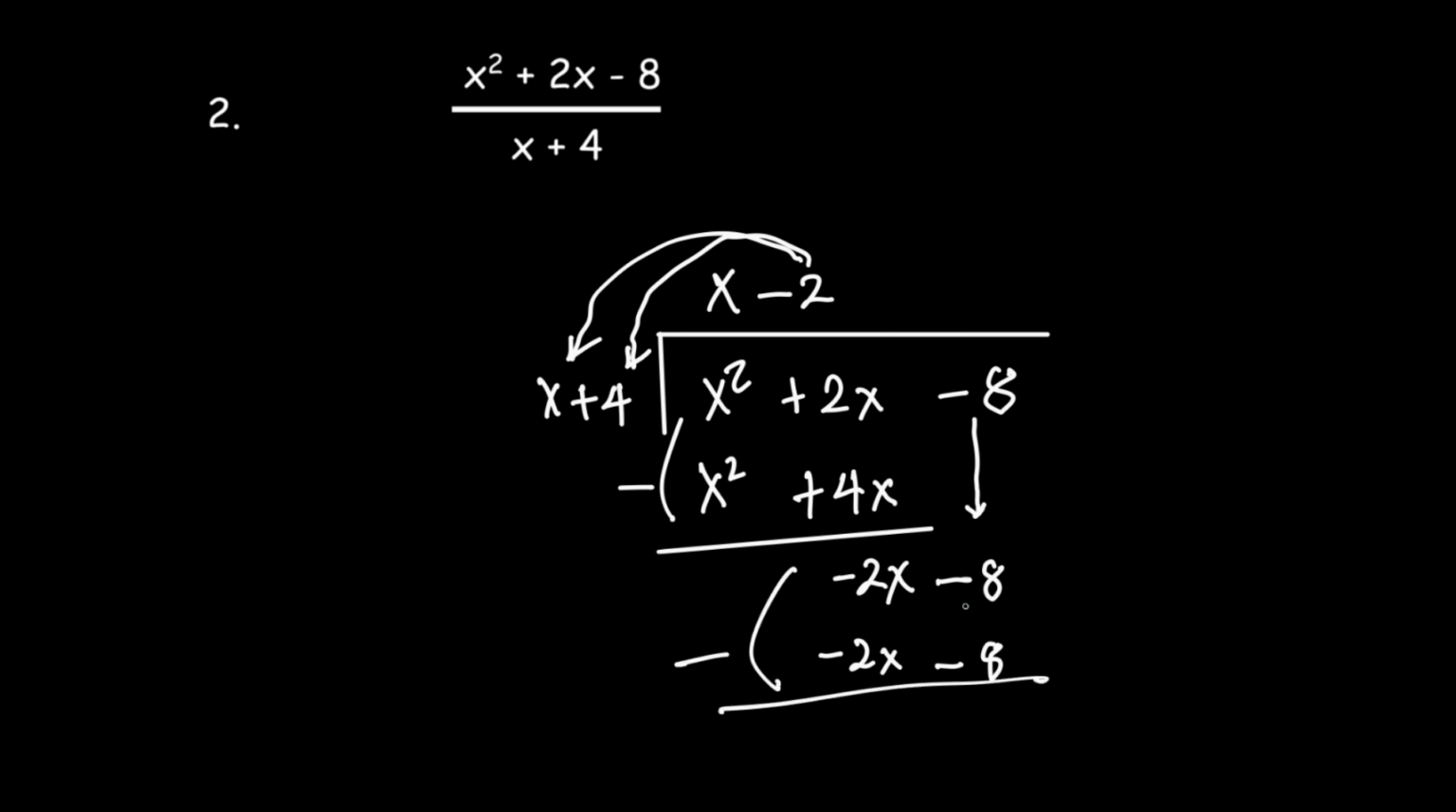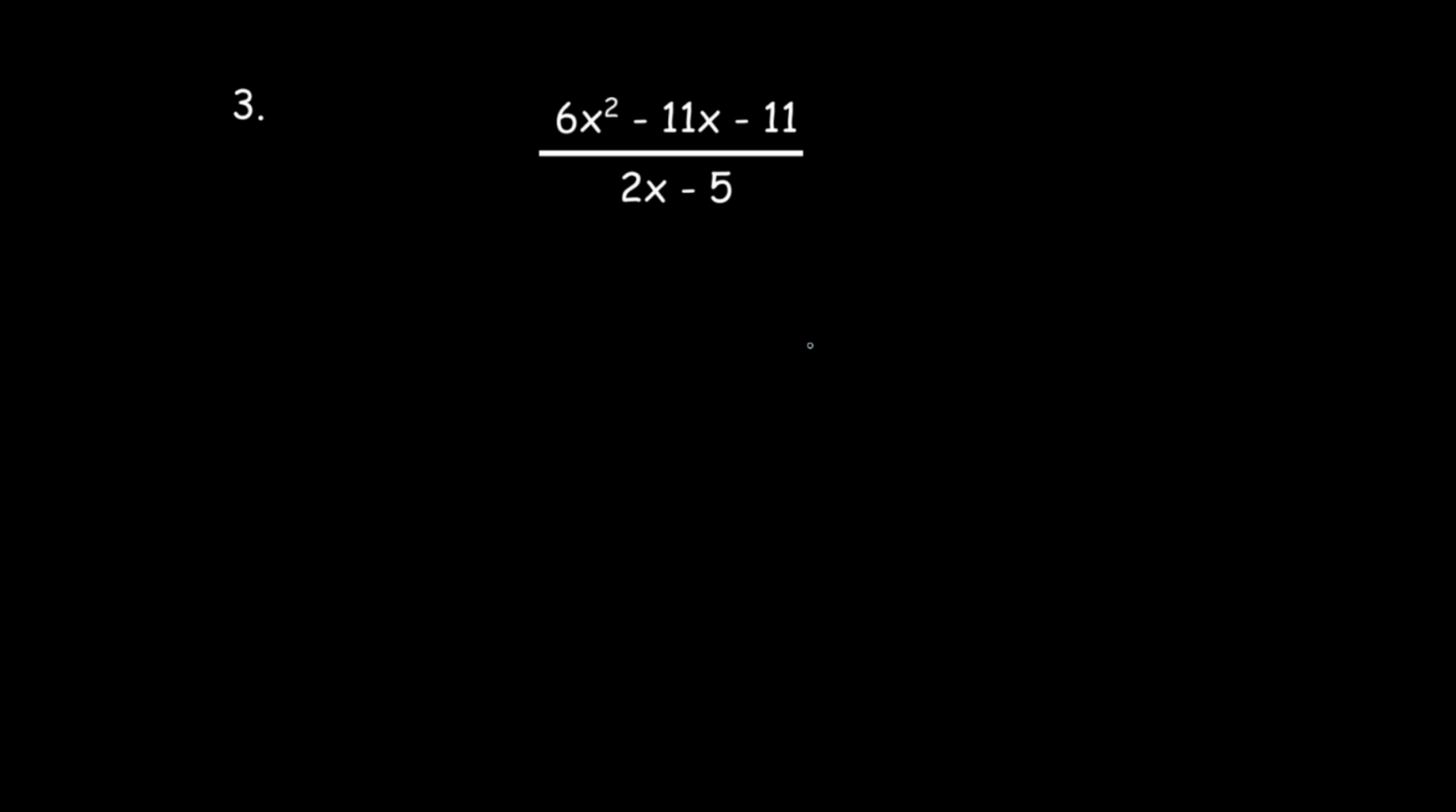And this is going to give me, I think this is going to be 0, because negative 8 minus 8 is 0. Then negative 2x minus 2x is going to be 0 as well. So it turns out that our answer to the problem is going to be x minus 2. And that is it. Now, how about this question right here?